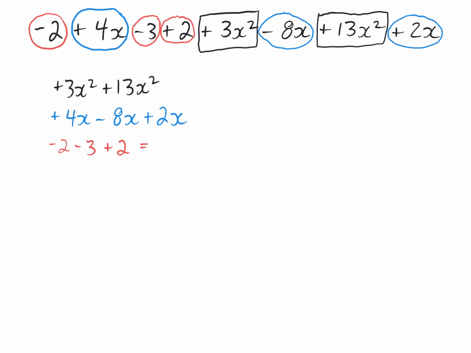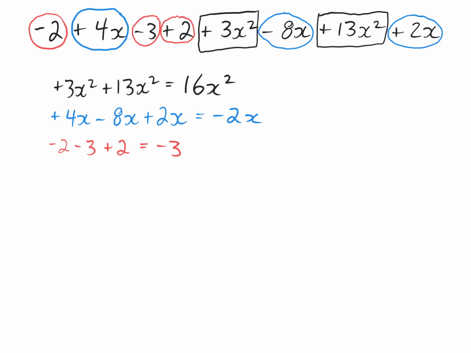And then we just have to get answers for these, remembering you're only worried about the number in front. So I'm only worried about positive 3 plus 13. So that gives me 16x squared. And the next one I've got positive 4 minus 8 plus 2. So that's going to give me negative 2x. And then I've got my constants here. Negative 2 minus 3 is negative 5, plus 2 is negative 3.